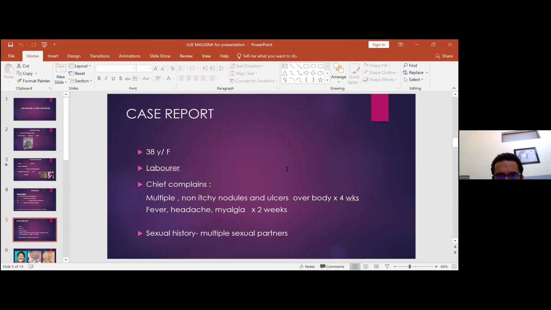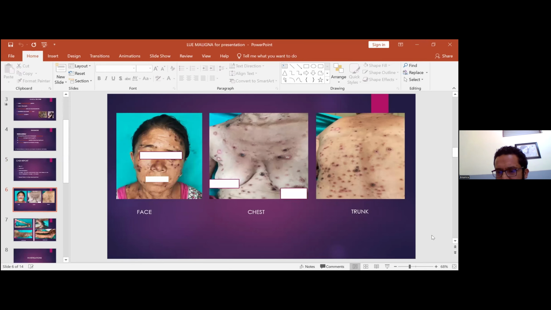This is a case of lues maligna, a 38-year-old female with multiple non-itchy nodules and ulcers over the body for 4 weeks, and fever, headache, and myalgia for 2 weeks. She had multiple sexual partners. And these are the photos.